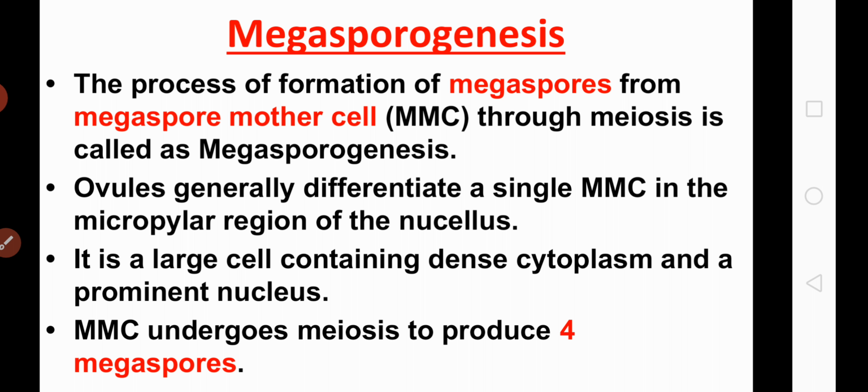Usually what happens is the ovule generally differentiates a single megaspore mother cell in the micropylar region of the nucellus. This megaspore mother cell has a dense cytoplasm and a prominent nucleus. Later on, this megaspore mother cell undergoes meiosis to produce the megaspores, and 4 megaspores are formed during megasporogenesis.